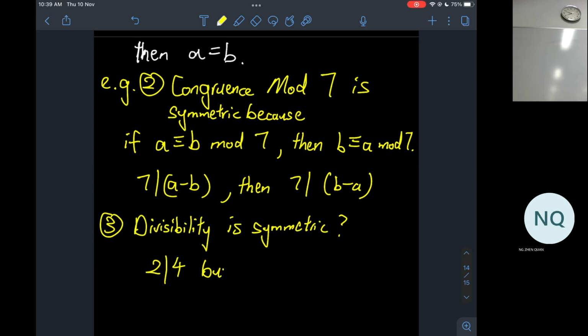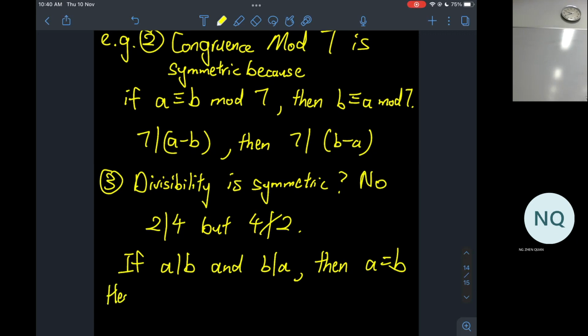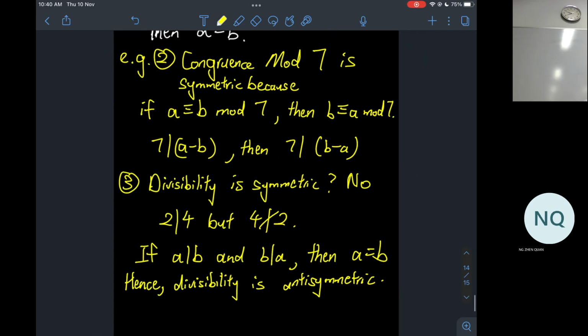Yes, 2 divides 4, but 4 doesn't divide 2. But if a divides b and b divides a, then you can actually prove that a equals b. So that means the answer is no, and hence divisibility is anti-symmetric. So divisibility is anti-symmetric, and congruence mod 7 is symmetric.